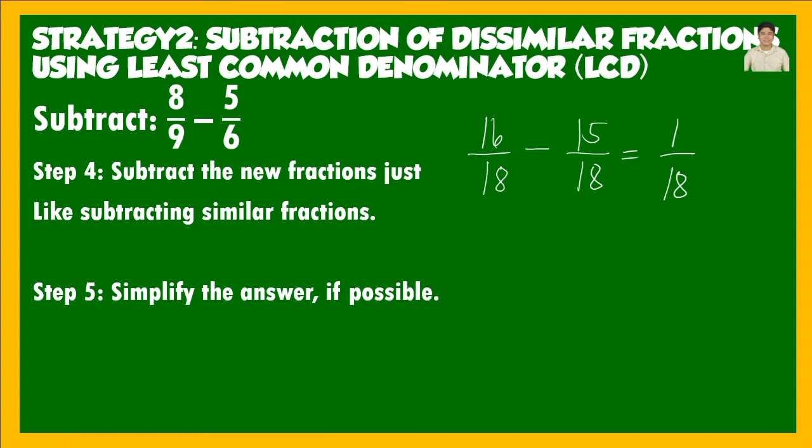Next, final step, simplify the answer if possible. So, our answer 1 over 18 can no longer be simplified. So, this will be our final answer. Therefore, 8 over 9 minus 5 over 6 is equal to 1 all over 18 or 1/18.